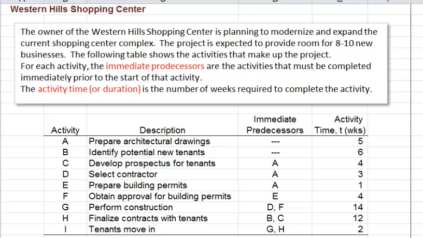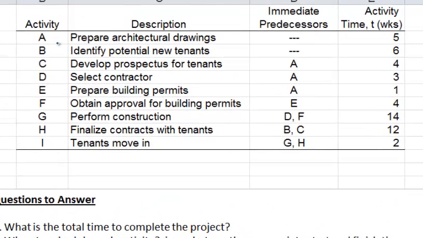Now, let's quickly go through these activities. The first activity that needs to be completed is prepare architectural drawings. So you need to hire an architect and have him make a drawing for you. Another thing that you want to do is identify potential new tenants. Now these two activities could be done right away, that is, they don't have any predecessors.